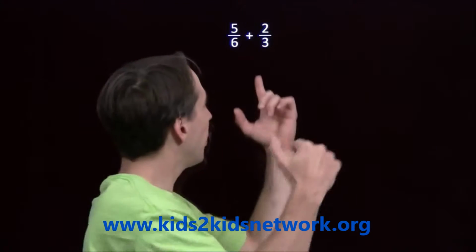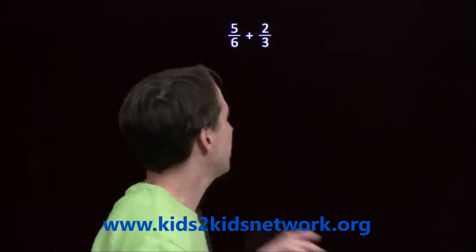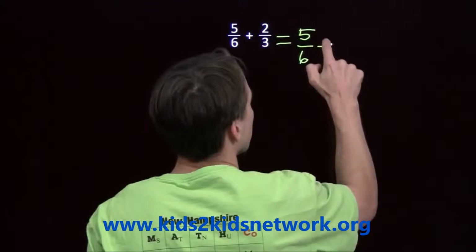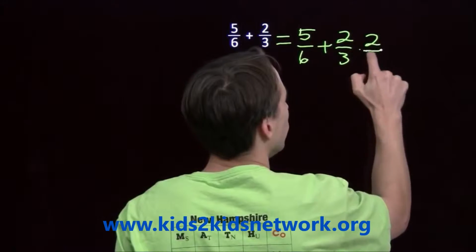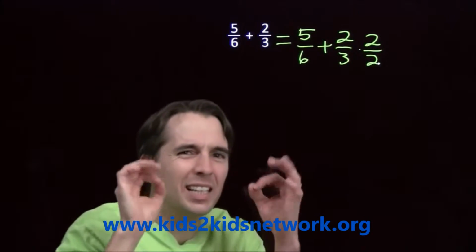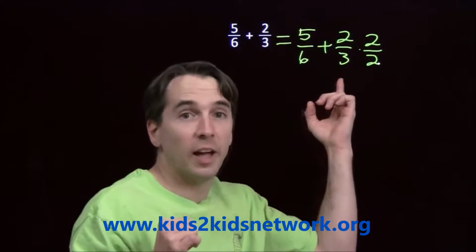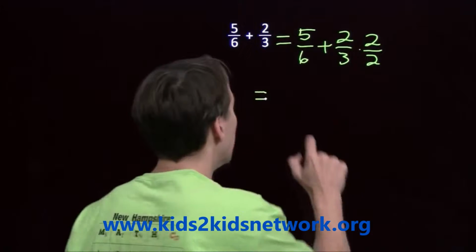We can write 2/3 as a fraction that has denominator 6, but it's multiplying the denominator by 2. Of course, we have to multiply the numerator by 2 as well. Check this out. We'll just write the 5/6 plus, we're going to take 2/3 times 2 over 2. I'm strategically multiplying by 1 here. I can multiply by 1 and won't change the value of the fraction. But watch what multiplying by 2 over 2 does.